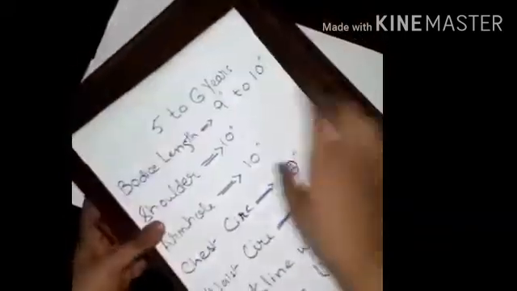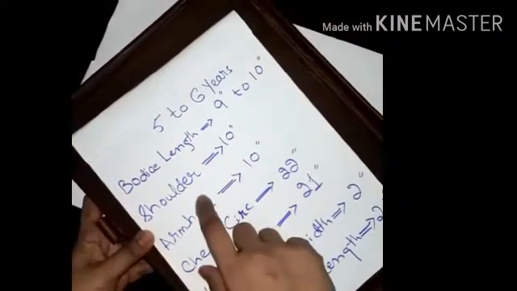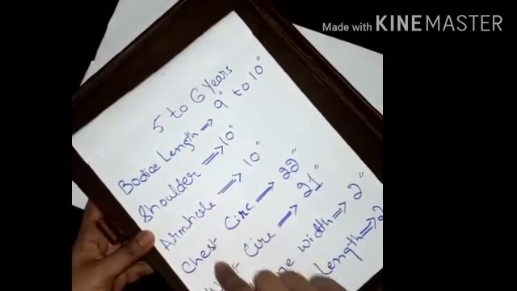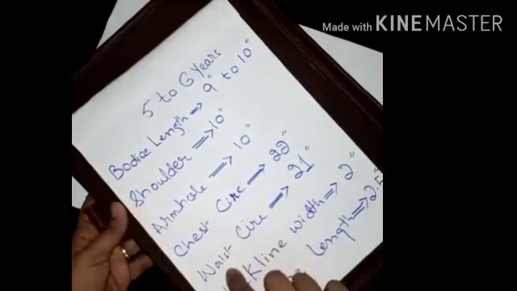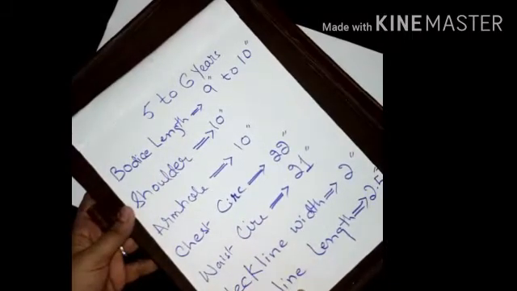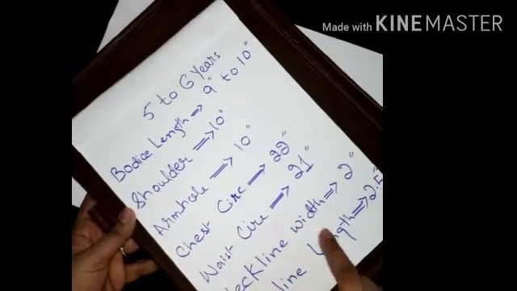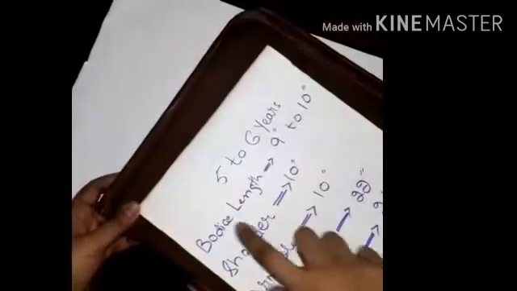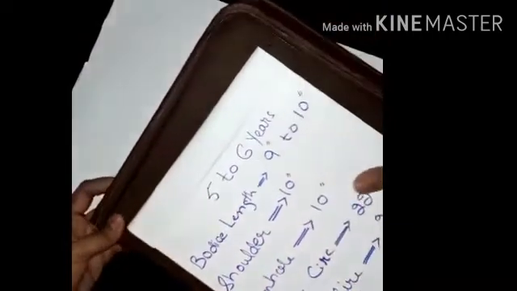Bodice length 9 to 10 inches, shoulder 10 inches, armhole 10 inches, chest circumference 22 inches, waist circumference 21 inches, neckline width is 2 inches, neckline length is 2.5 inches. Bodice length is 9 to 10 inches.